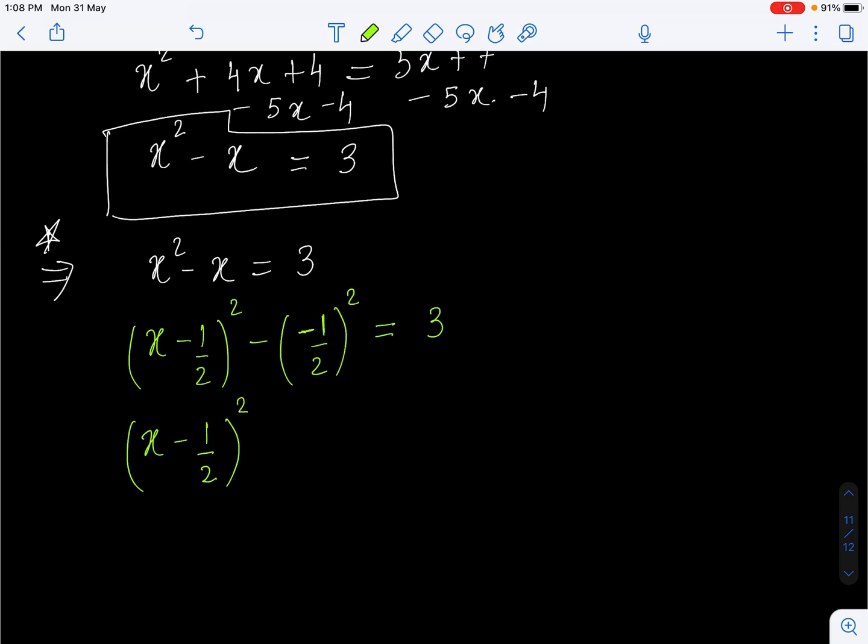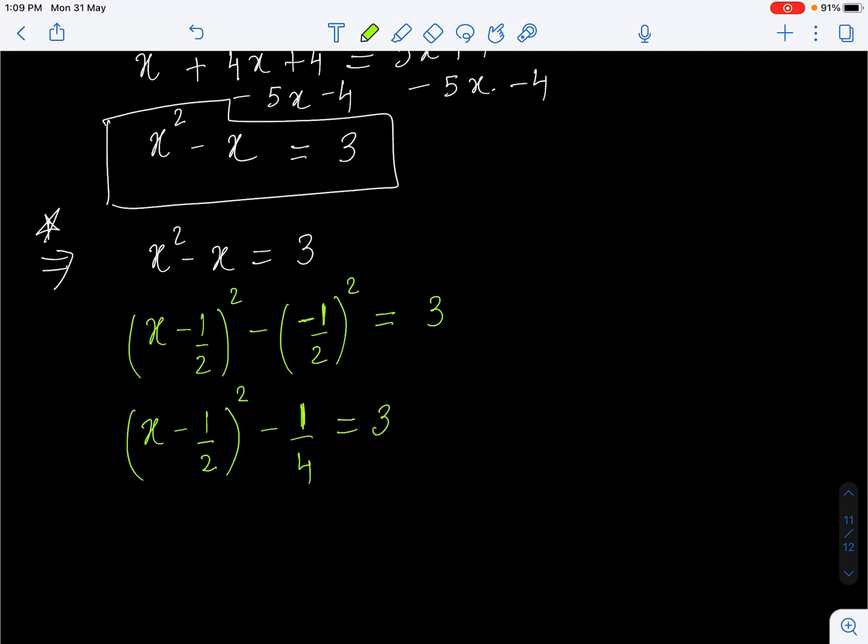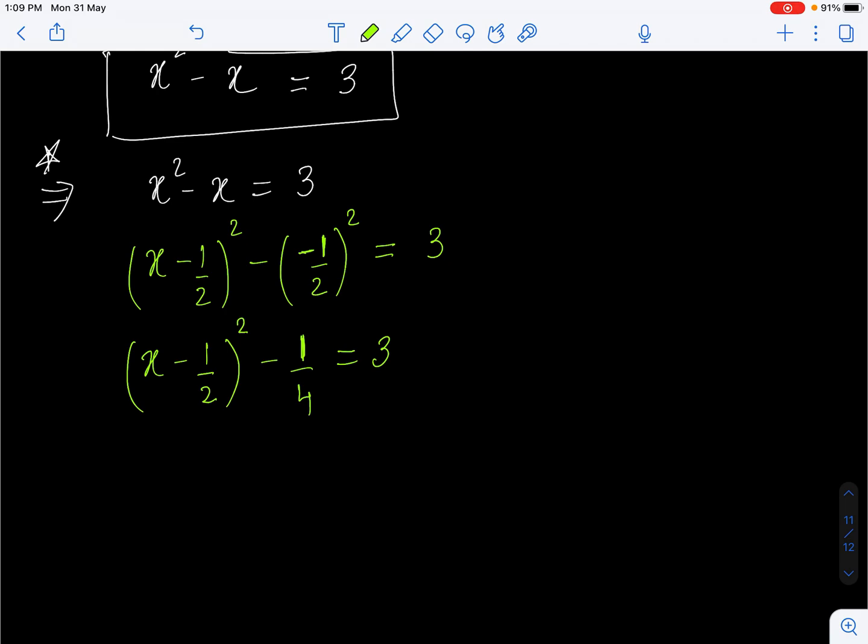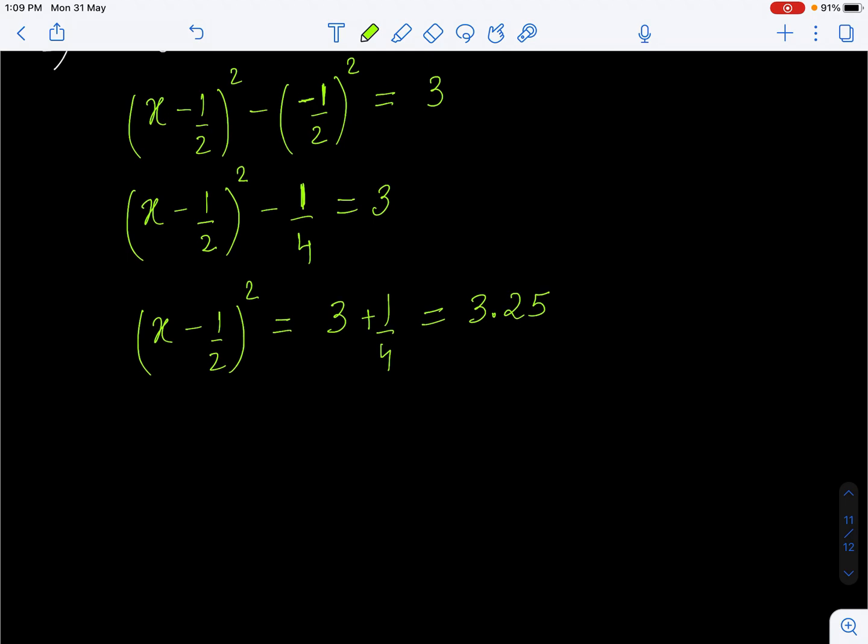What is (minus 1/2) square? It will be 1/4. If you are having some problem in this, you can use a calculator. So it will give you minus 1/4. And 1/4 is nothing but 0.25. So this will give me (x minus half) whole square equals 3 plus 1/4, which is 3.25. Now all you can do here is take square root.